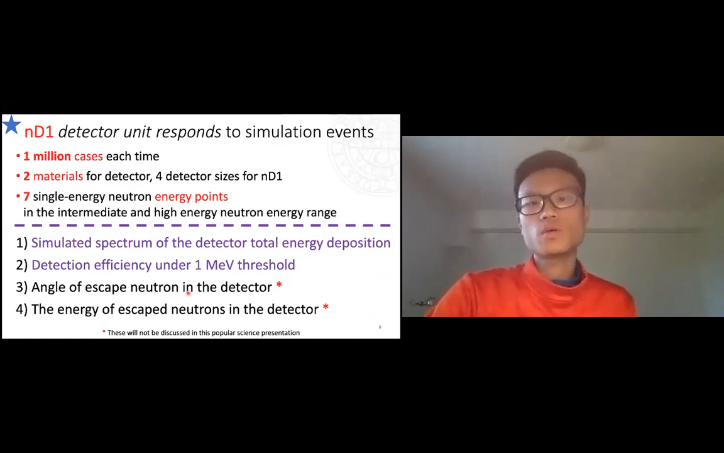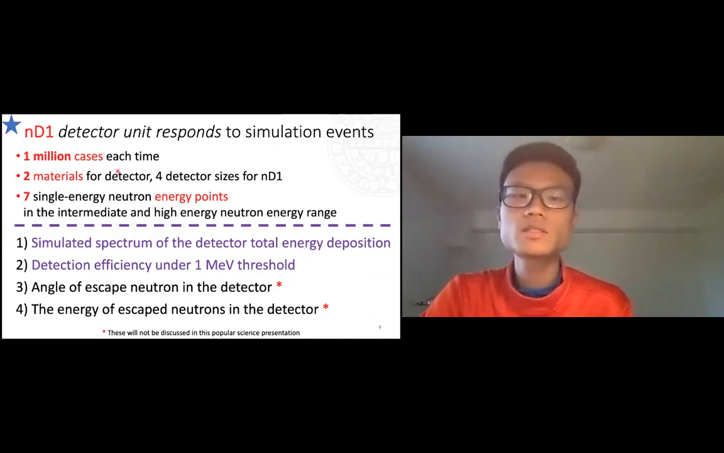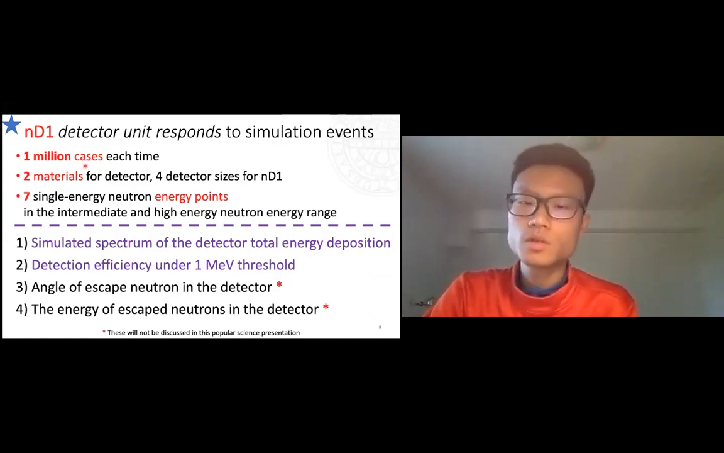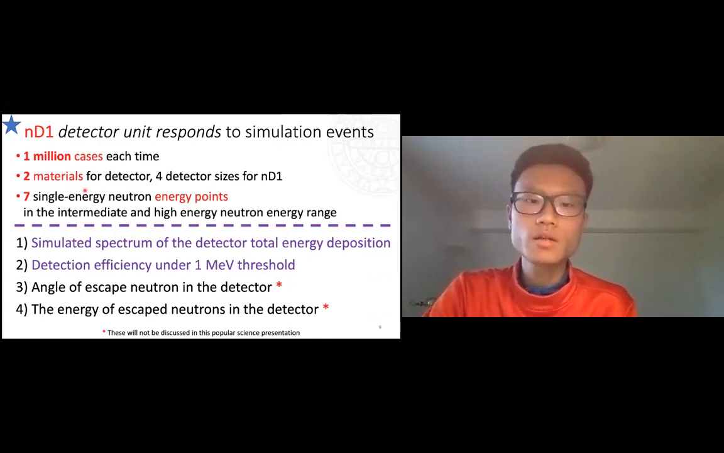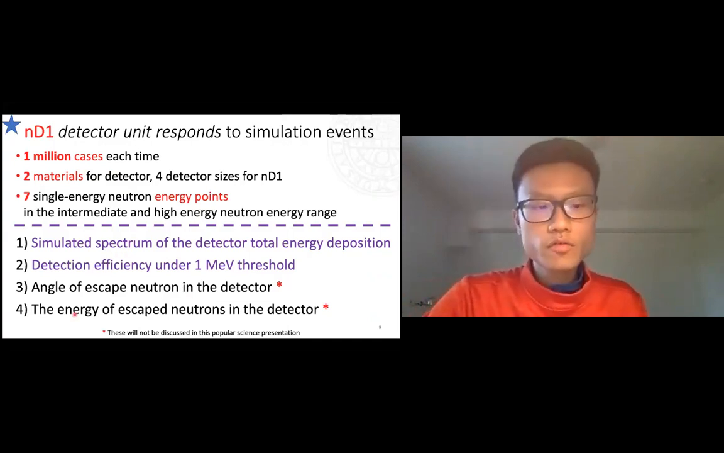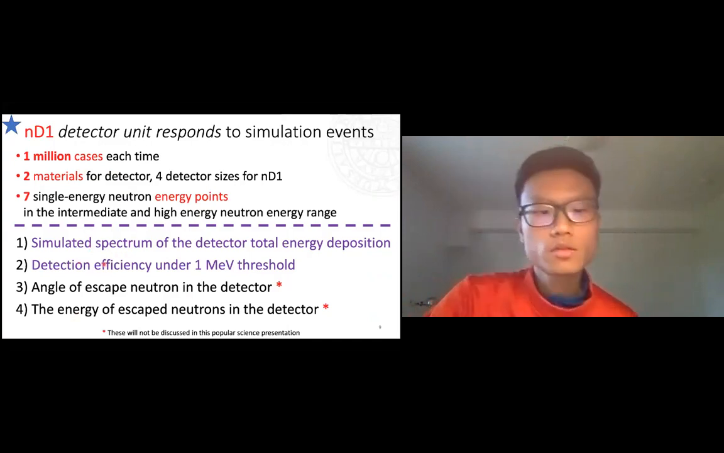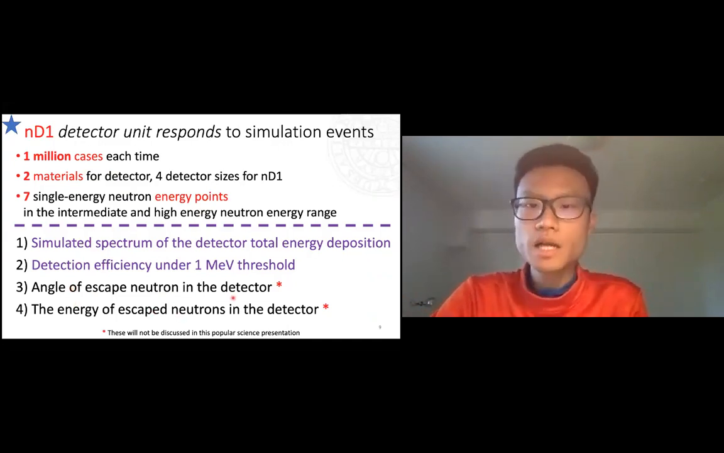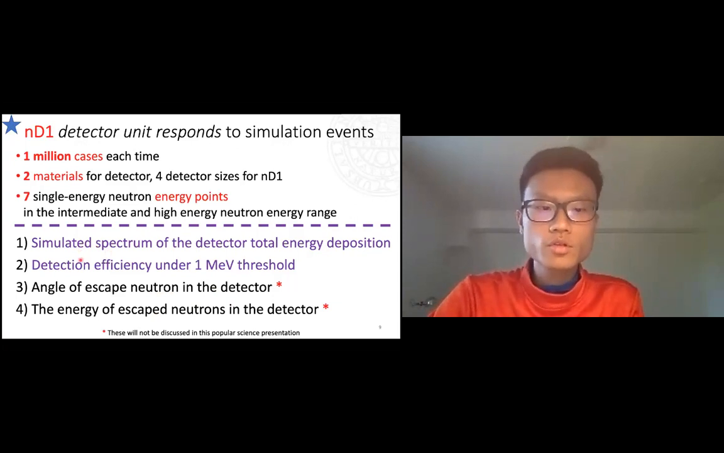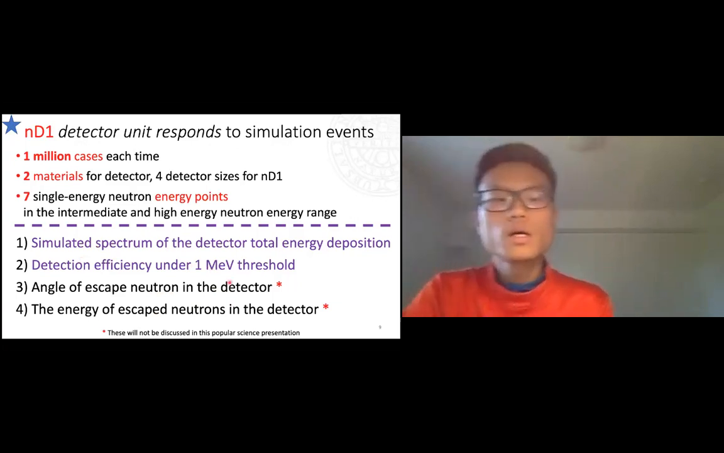A few remarks I'll give here: each simulation would be a million cases, since you've got lots of simulation data to approach reality. Also, for the two materials, as I mentioned before, the simulation covers some energy points. And here I mainly do 4 parts for the detector unit. The third and fourth one, the escape neutron angle and energy, are so complicated that I will not include them in this presentation. Instead, I would mainly talk about the first one, the energy deposit in my detector simulation, and also a little bit about the detection efficiency.